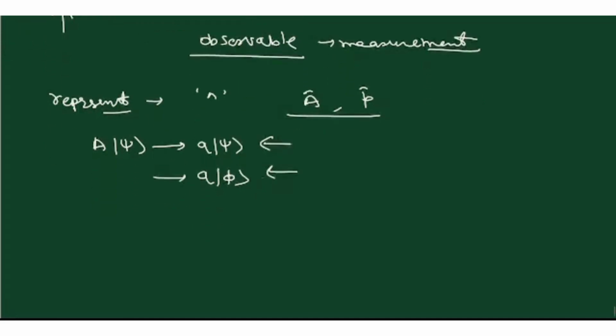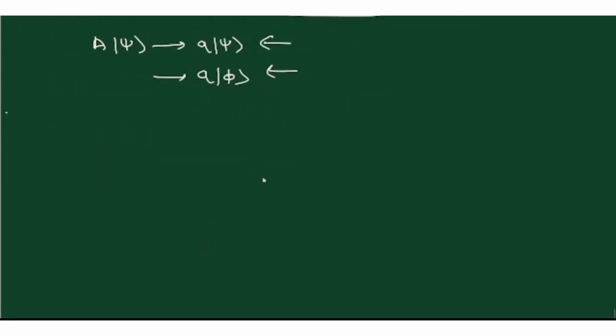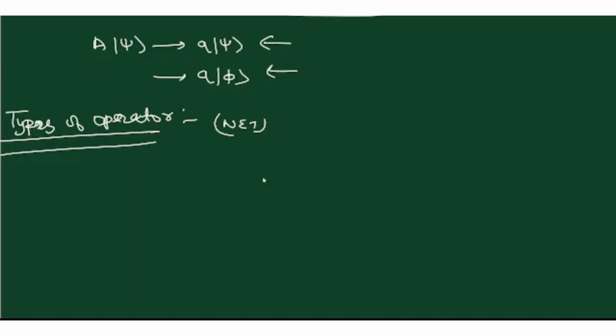Okay, now we are going to the types of operator. So there are different types of operators, like many types. So we will see the possible operators in quantum mechanics. Okay, so for NET we have like 8 or 10 types of operators. So first of all we will go by basics. Okay, at first we have the linear operator. What is the linear operator?